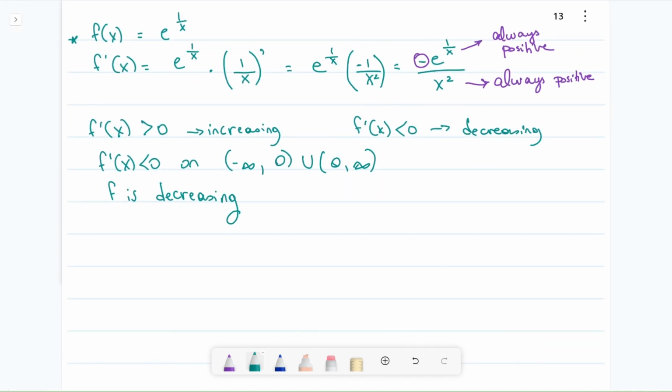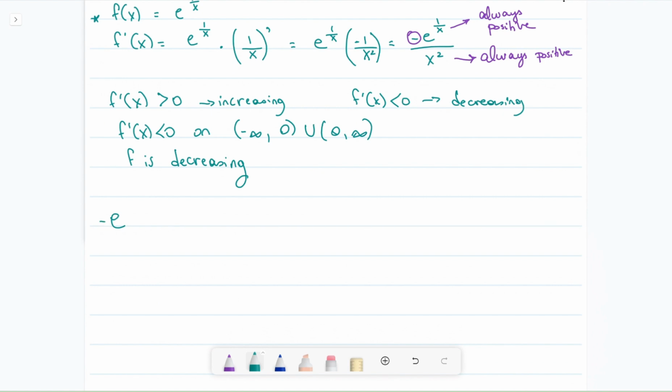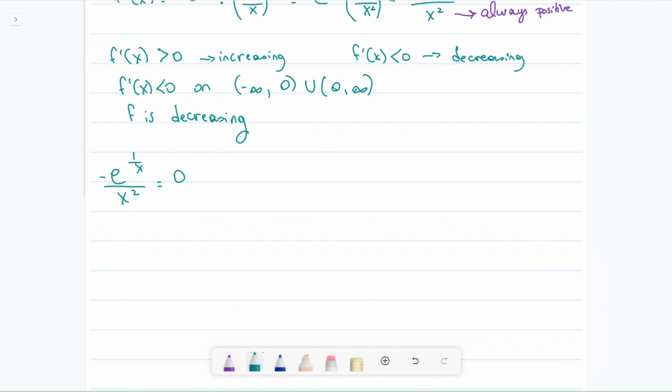So again, this is how we know whether the graph is increasing or decreasing. Now, if you were to try to find any critical numbers, you set the first derivative equal to 0. In a fraction, if you want something to be 0, it's always the numerator that's going to be equal to 0. And you notice that the exponential function never touches 0. So this is never 0, or never true. So no critical numbers.